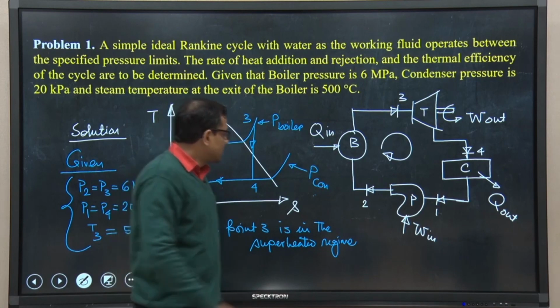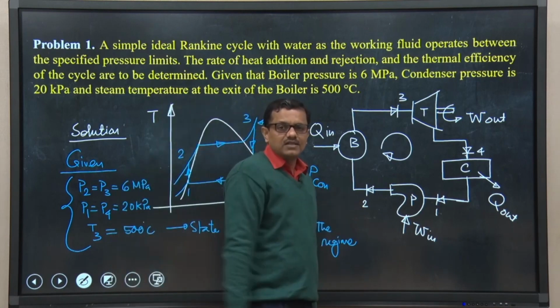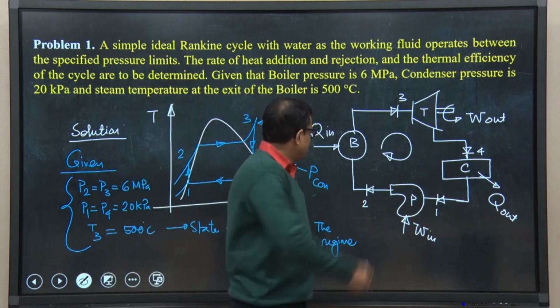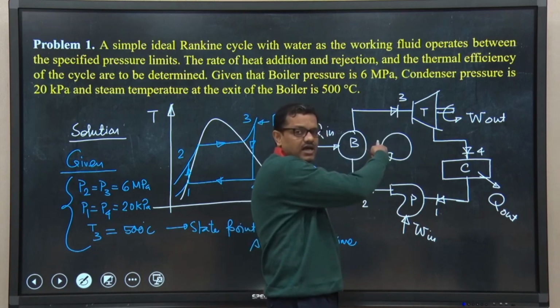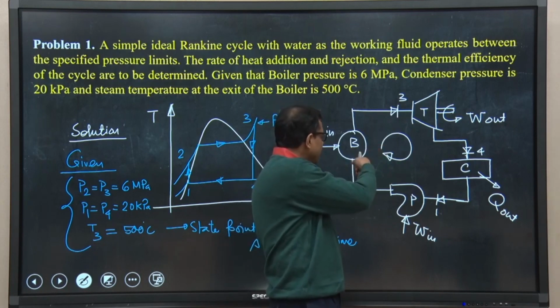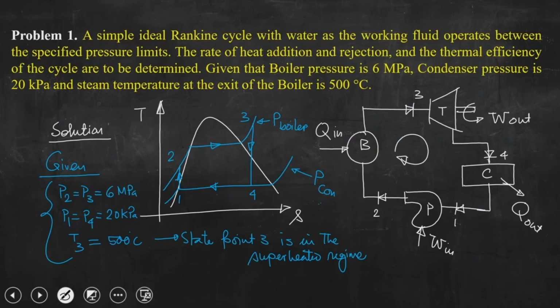So, we need to apply the steady flow energy equation to the different components, knowing fully that the boiler is a heat interacting device. So, we can calculate the amount of heat which is added to the boiler. The turbine is a work interacting device. So, by applying the steady flow energy equation we can quantify the work output from the turbine.